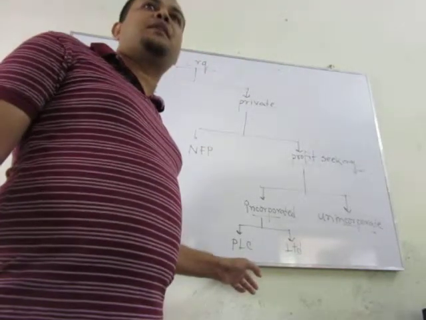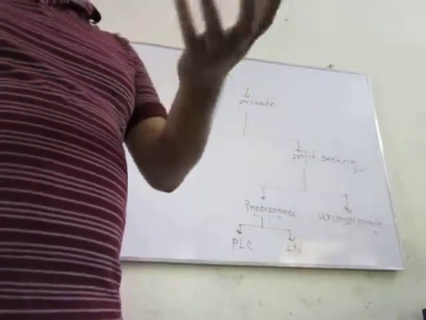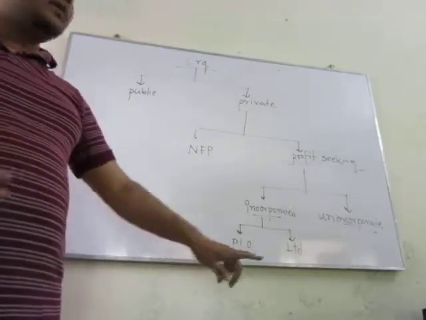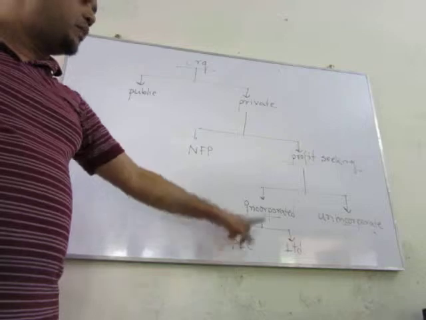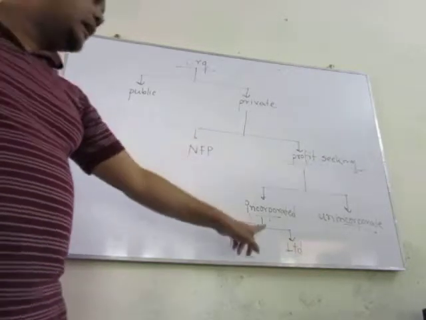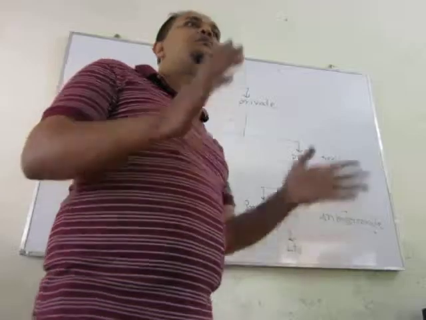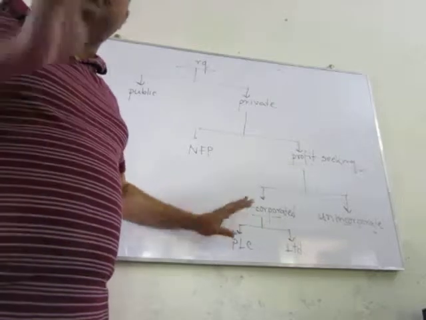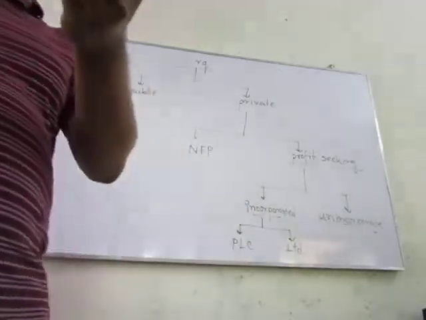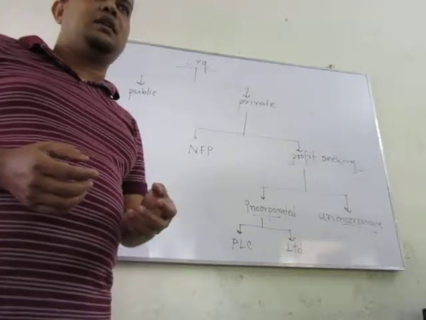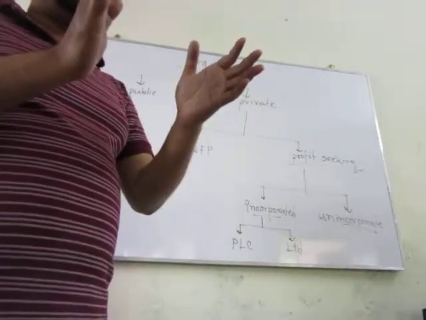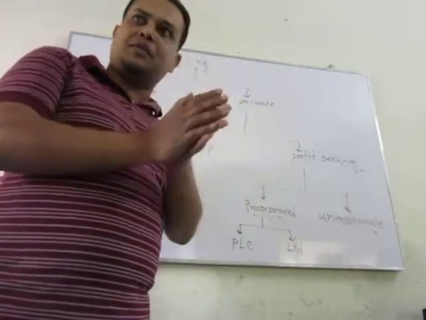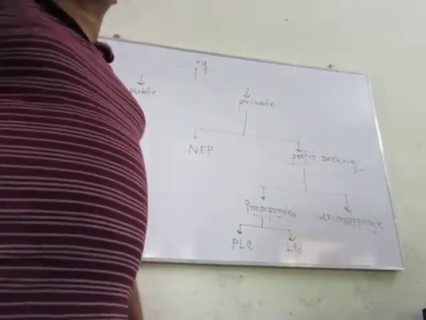PLC, public limited companies, means those companies who can allot or issue shares in open market, in stock exchange. Anyone can buy that. That is public limited companies. Profit oriented, right? LTD, limited liability company. These are also profit seekers. These are also incorporated. But they cannot allot or issue shares in open stock market. They can issue shares privately. They have a lesser number of shares in comparison to PLC, and they can issue shares privately to some extent.